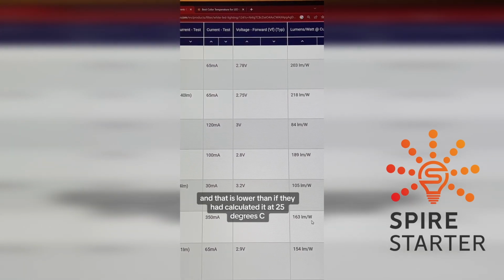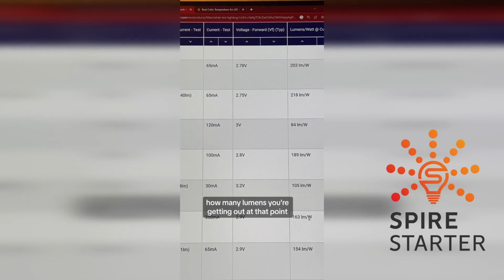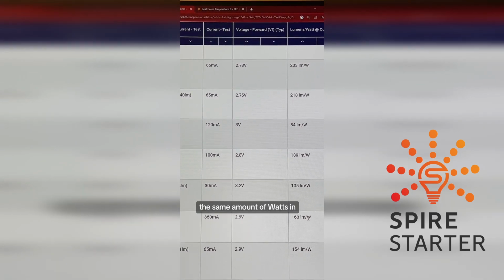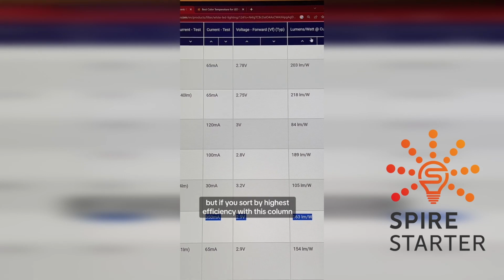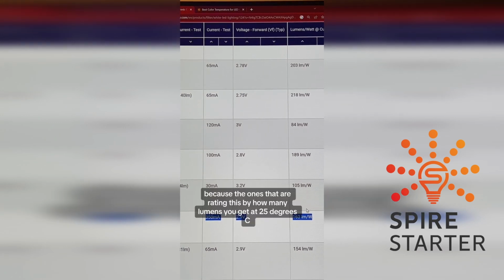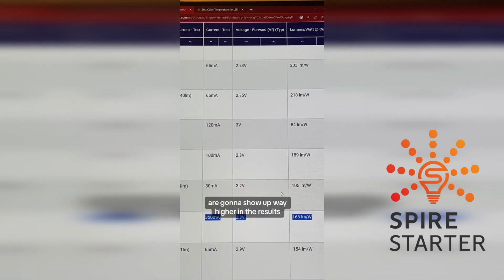And that is lower than if they had calculated it at 25 degrees C, how many lumens you're getting out at that point for the same amount of electrical energy, the same amount of watts in. So it's quite possible that this could be the best choice for your hardware with what you're trying to build, but if you sort by highest efficiency with this column, you might not see it that way. It might not even show up in your results because the ones that are rating this by how many lumens you get at 25 degrees C are going to show up way higher in the results. Even though in reality, this might have a higher efficiency.